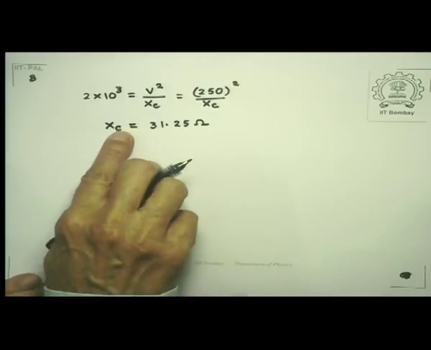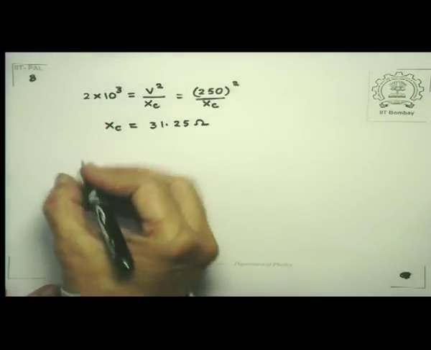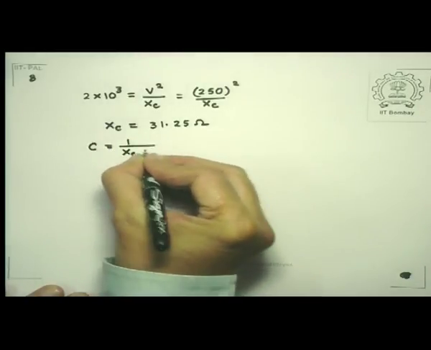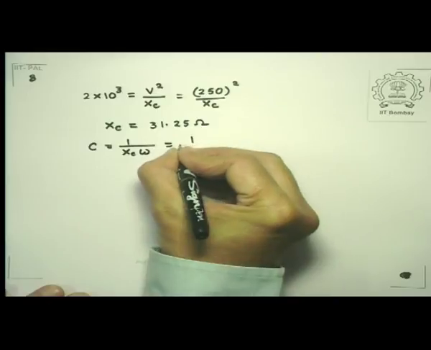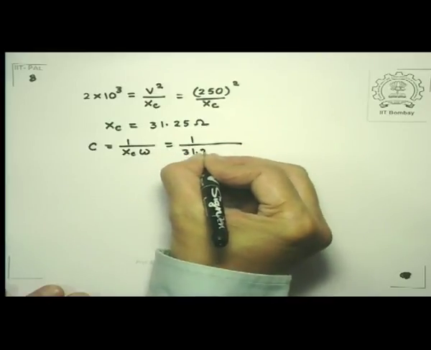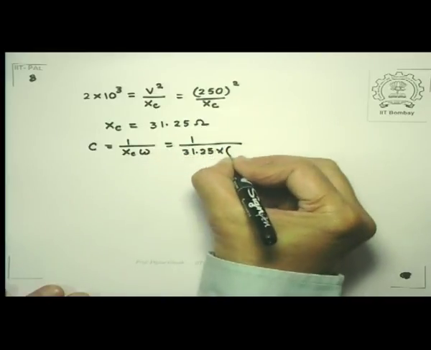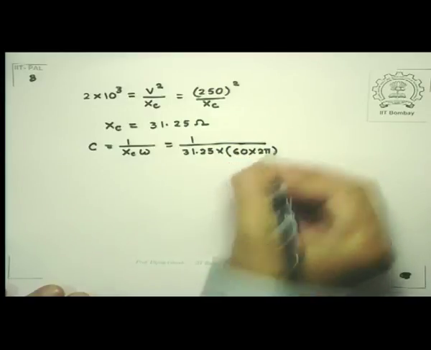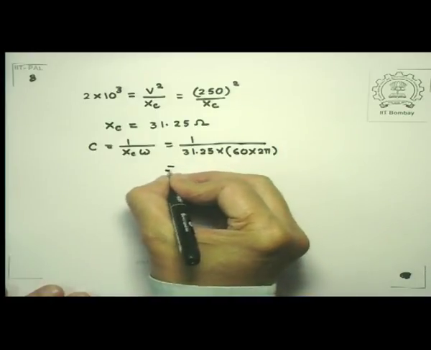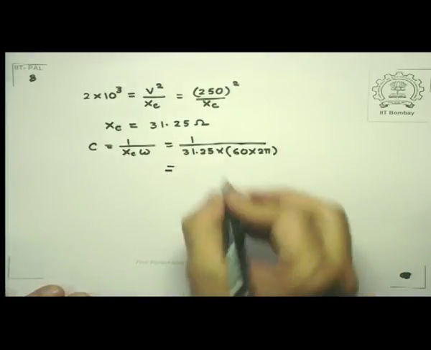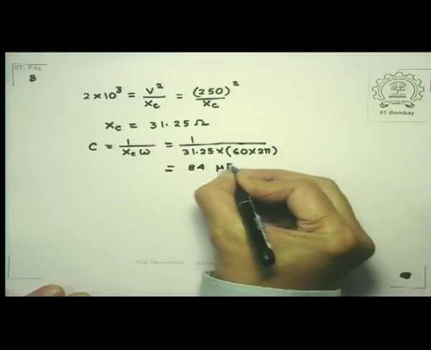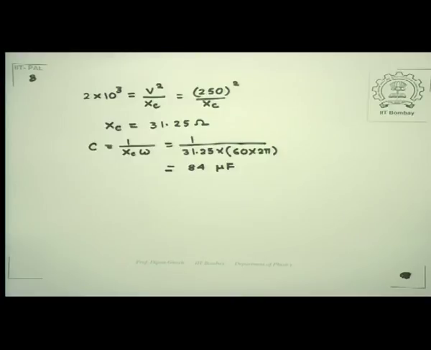What is the corresponding capacitor? The capacitance that I need, C, is equal to 1 over Xc omega. So which is equal to 1 over 31.25 multiplied by, remember I told you that it's a 60 hertz supply, so it is 60 into 2 pi. If you work it out, this works out to 84 microfarad. Remember, micro is 10 to the minus 6, so 84 microfarad.